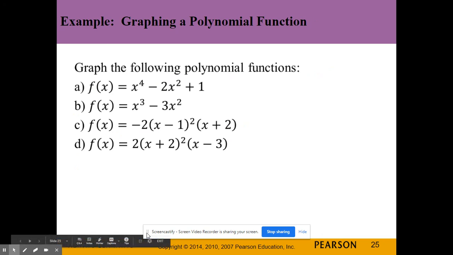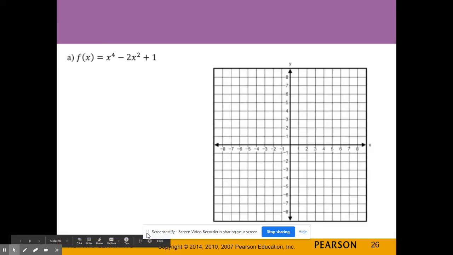All right, so we're going to graph these four. Actually, we're going to graph the first three together, and I'm going to leave the last one as an exit ticket that we'll go over in class together. Okay, so let's take a look. So we're going to go through that whole strategy list.